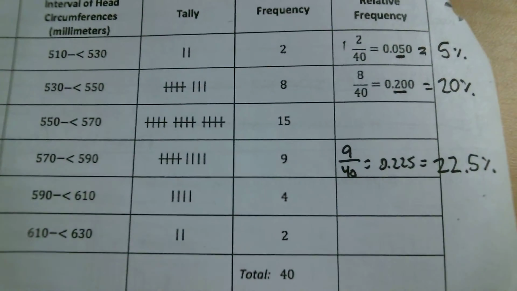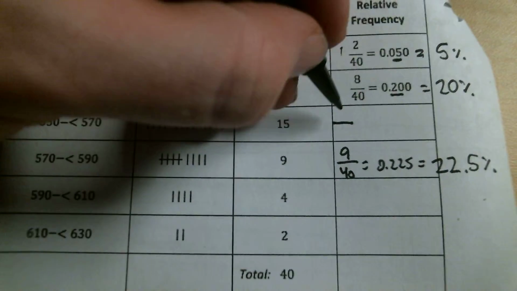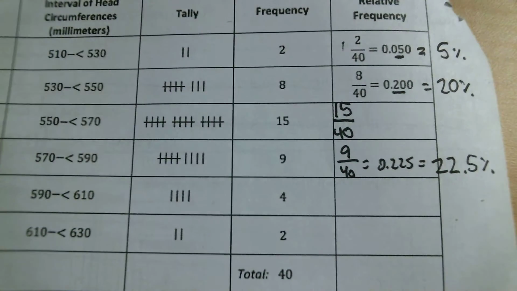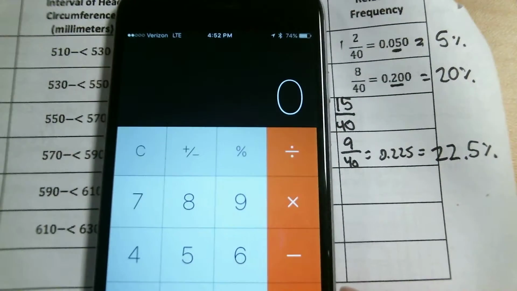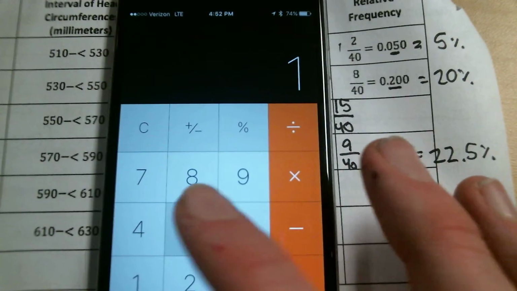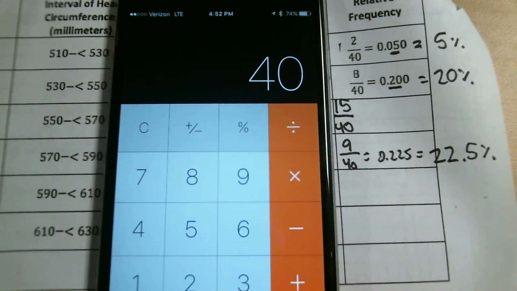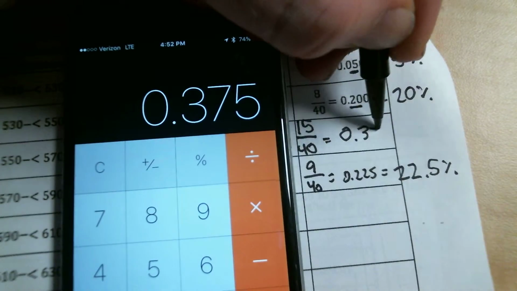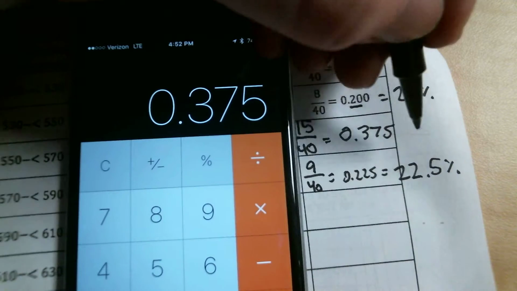And continue on from there. Well, 9 we've already done. Remember, we did 9 divided by 40. That ended up with 0.225, which we wrote as 22.5%. So then think about the division problem we would need to do here. 15 divided by the total number of values, which is 40. Let's type that into our calculator. So I need to do 15 divided by 40. Oh, I end up with another weird decimal, 0.375. What percent do you think that would be?